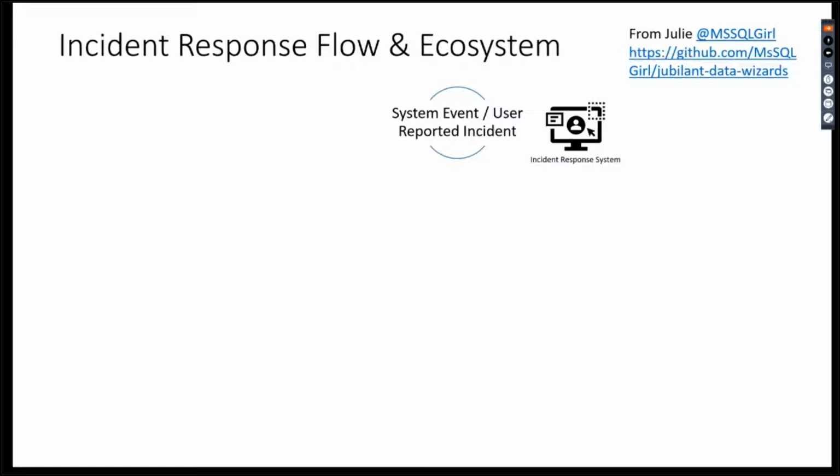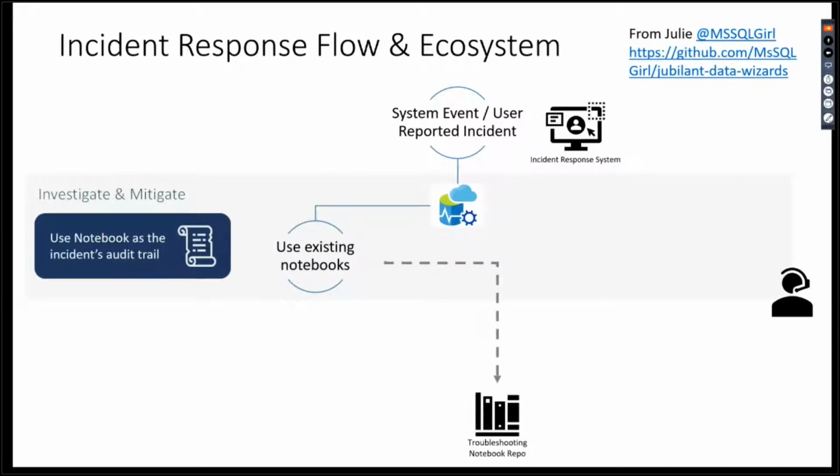An incident is entered into the incident response system. Maybe it's from some metrics, it's auto-generated. Maybe it's from an alert. Maybe it's because somebody phoned the service desk and said the system is broken. A person, whether it's the service desk, the on-call team, level 2, whatever they are called, they then need to investigate and mitigate this incident.